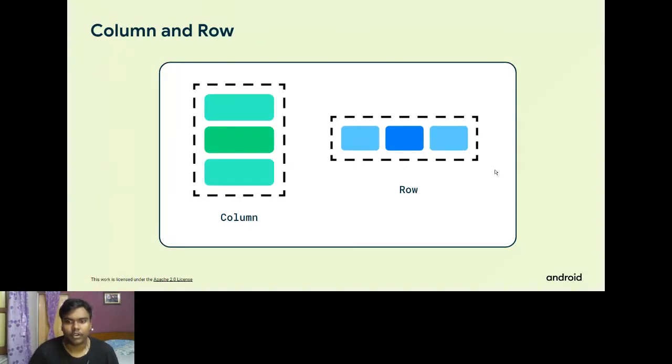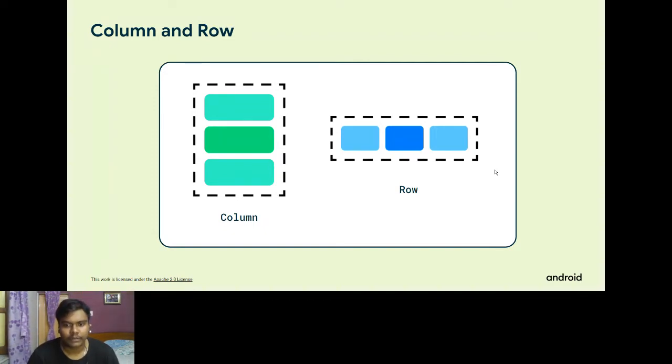That is the column and the row. So a text can be written column-wise, like one written here, another written here, another written here, or it can be row-wise, like this part and this part. Then how will you tell your app that your text should be column-wise or row-wise?